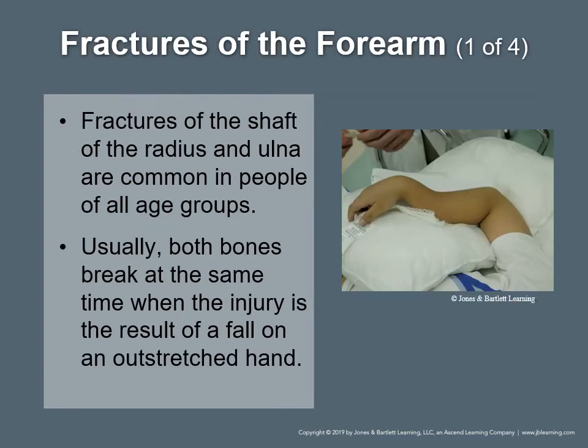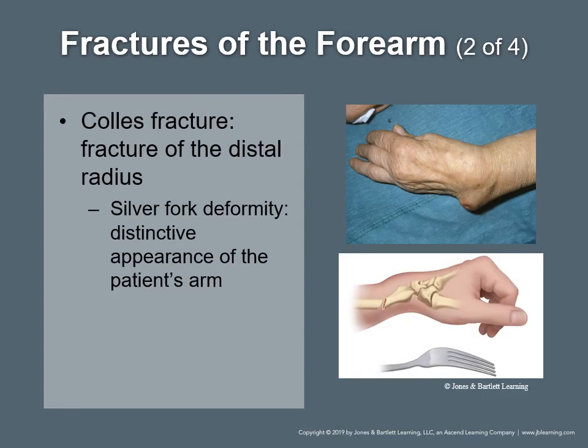Fractures of the forearm. Fractures of the shaft of the radius and ulna are common in people of all age groups, but are seen most often in children and older people. Usually both bones break at the same time when the injury is the result of a fall on an outstretched hand. A Colles fracture is a fracture of the distal radius. It's especially common in elderly patients with osteoporosis.